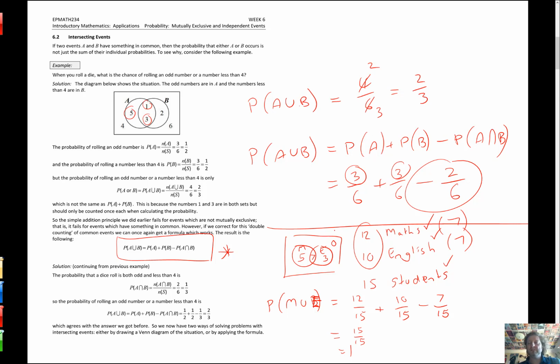All we've got to think of is if there's an overlap, don't count it twice, subtract one of the overlaps off, so it was not counted twice. Okay, so there's that example to go through.